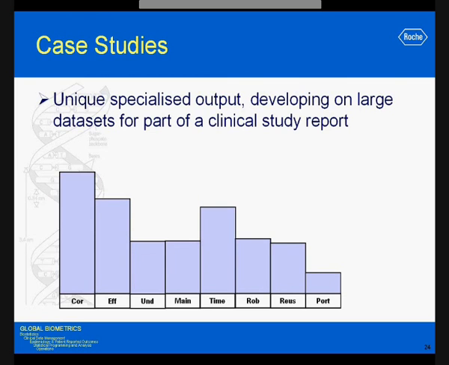The third case study is a unique specialized output, not previously done before, developing on large data sets for part of a clinical study report. And again, this is going in the clinical study report, so higher level of correctness. Lots of attention to efficiency as these large data sets are in there. Medium levels of understandability and maintainability. It's a very unique specialized output, so we need to ensure that other people can use this in case it comes up.